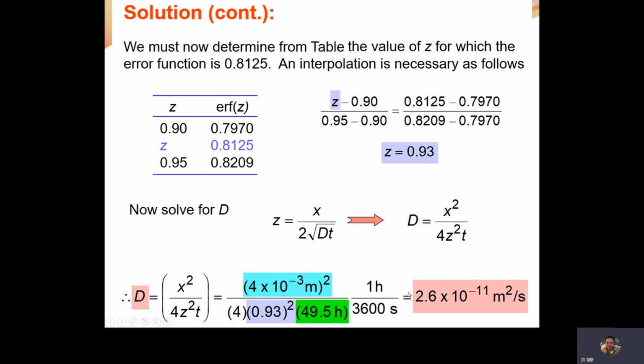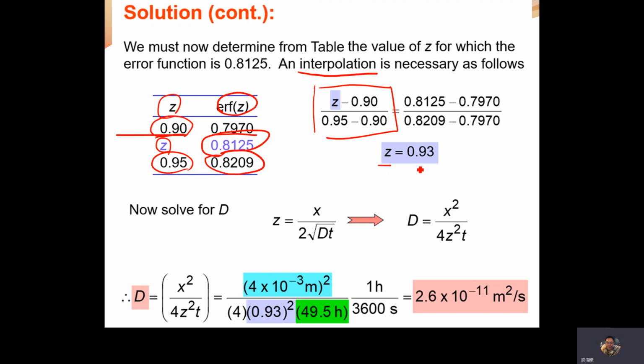We use interpolation to figure out the z value, checking the table. When z equals 0.9, the error function value is 0.797, and at z about 0.95, the error function value is 0.8209. After calculation, the error function of z in our case is 0.8125, and z is unknown here. Therefore, we use the interpolation process to figure out the value of z, and then use it to solve for the diffusion coefficient.